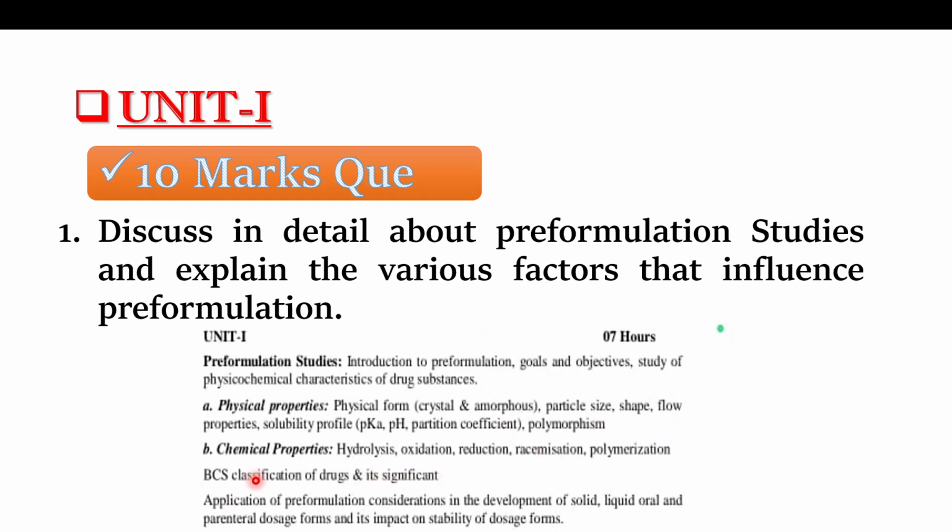Mainly this BCS classification comes for 5 marks or it also comes for 2 marks, only to explain the BCS classification of drug. We will discuss the 5 mark and 2 mark questions. Let's move forward to the 5 mark questions.